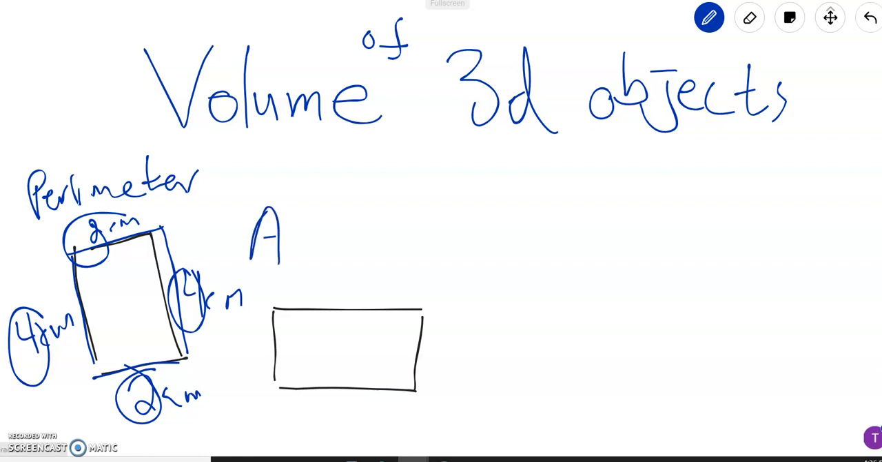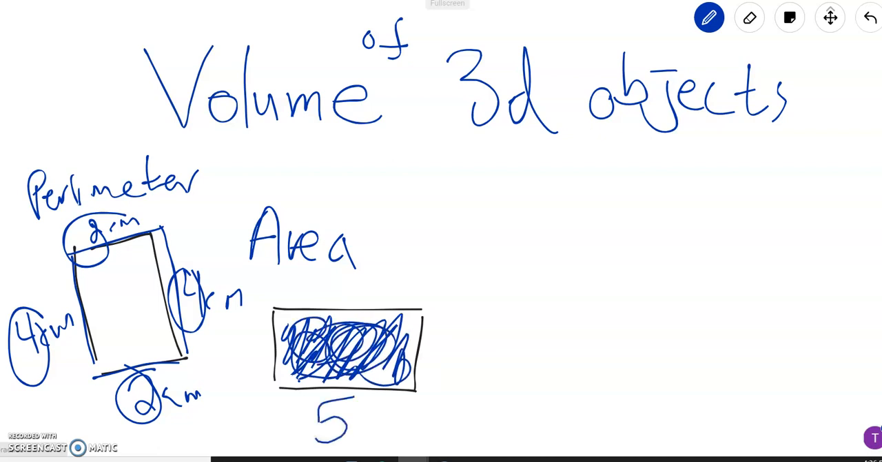And we've learned about area, right? Area is how much space is covered, right? So if this was 5 by 2, 5 centimeters, 2 centimeters, area is length times width, so the area of this would be 10 centimeters. And when we do area, we talk about square units, because we're multiplying two numbers.